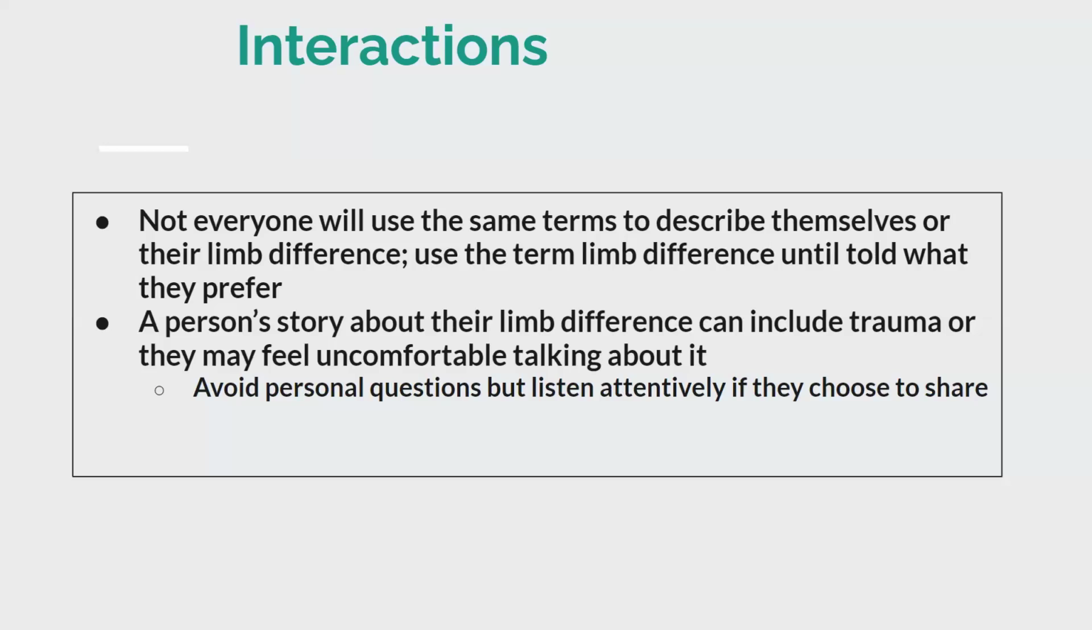When interacting with members of the upper limb difference community, not everyone will use the same terms to describe themselves or their limb difference. Use the term limb difference until told what they prefer. A person's story about their limb difference can include trauma, or they may feel uncomfortable talking about it. Avoid using personal questions, but listen attentively if they choose to share. Ultimately, just be mindful and respectful in your interactions.